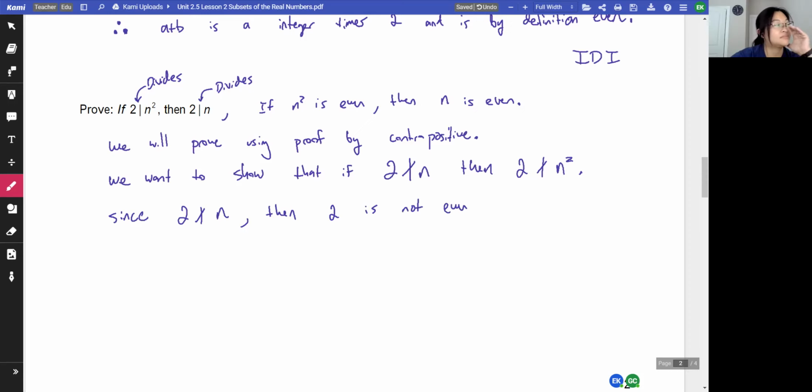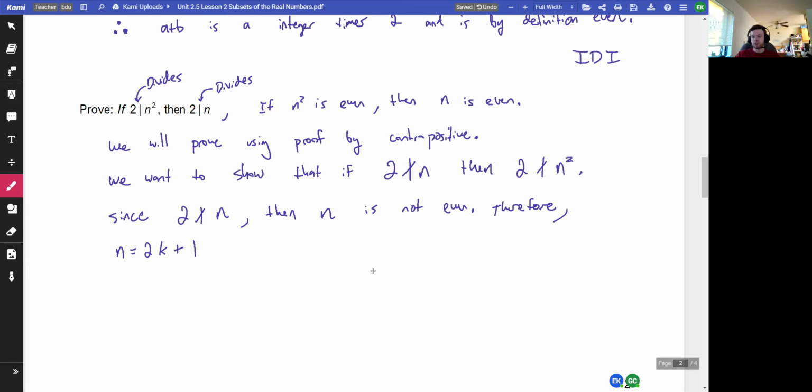You're right. If 2 does not divide n, then n is not even. Therefore, n is equal to 2, give me a letter. K. Okay, 2k plus 1. That was our definition of odd.